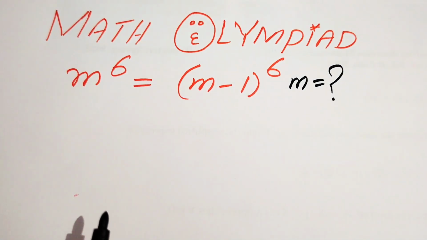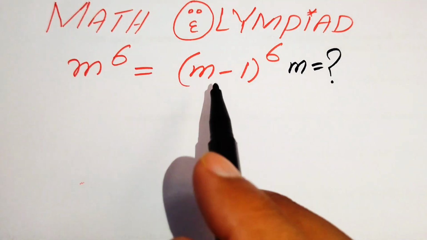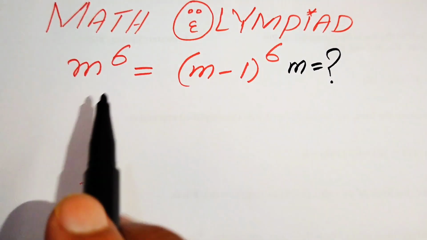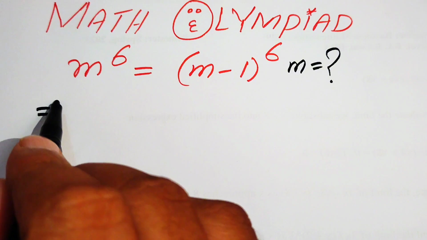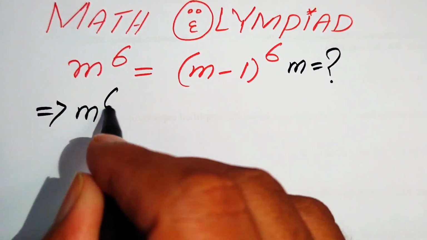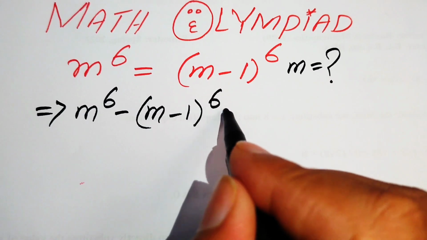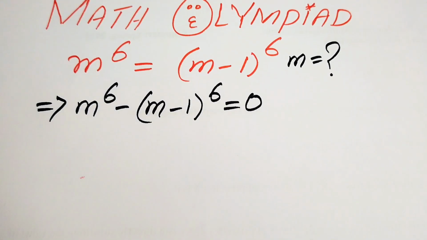The very first thing we are going to do is move this (m minus 1) to the power of 6 to the left-hand side, and it will be written as m to the power of 6 minus (m minus 1) to the power of 6 equals 0.